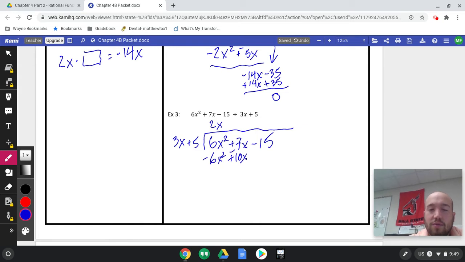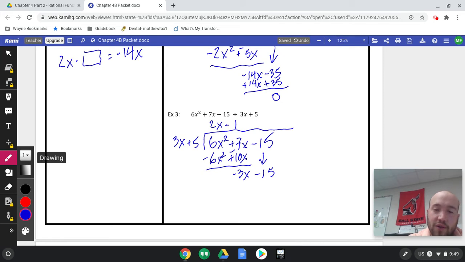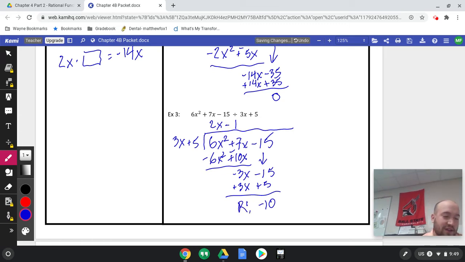So now subtract, we'll get negative 3x, drop it, minus 15. So this time we need to get to a negative, so it's just going to be minus 1. It already was 3x, which is what we wanted, but we needed it to be negative, so all we have to do is multiply by negative 1. Negative 1 times 3x is negative 3x minus 5. We switch both those signs, and we'll get negative 10, and that is our remainder because there's no way for 3x to go into negative 10.